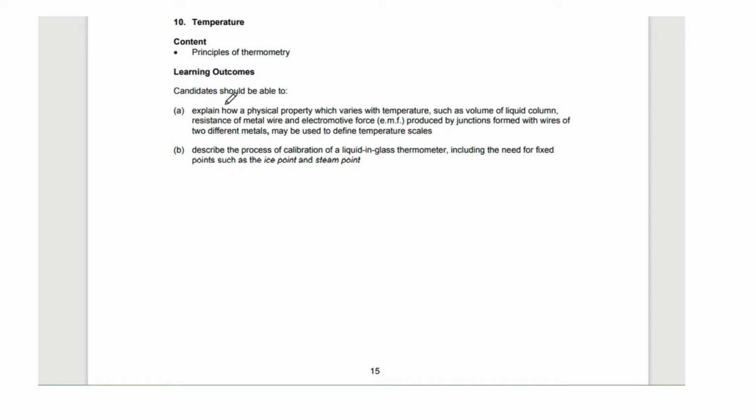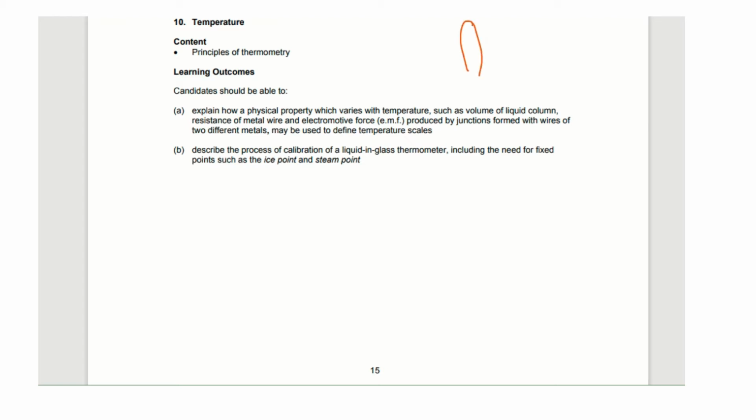So the first one, I need to explain how a physical property which varies with temperature such as volume, resistance, may be used to define temperature scale. So we can use a property to measure temperature if it varies with temperature. So such properties include volume of a liquid, which is often used in the liquid in glass thermometer.